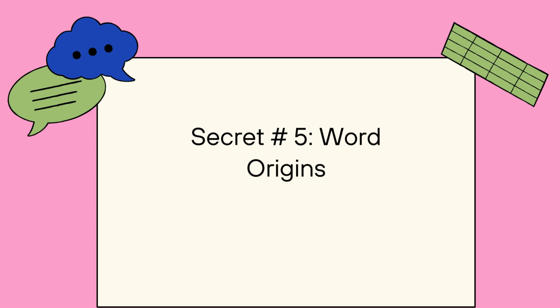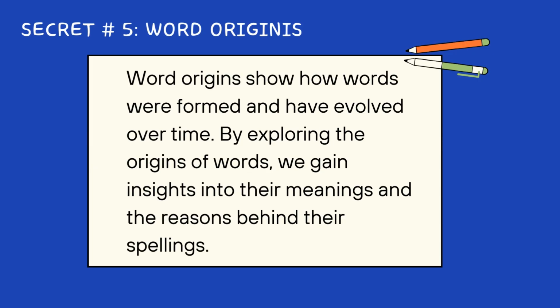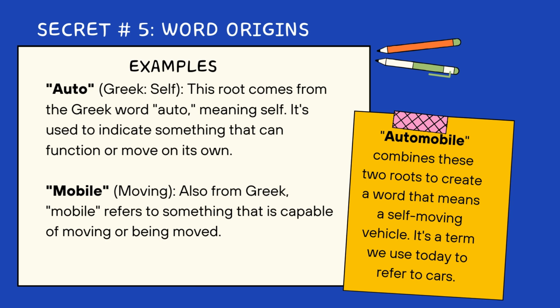Secret 5. Word origins. Words' origins show how words were formed and have evolved over time. By exploring the origins of words, we gain insights into their meanings and the reasons behind their spelling. Examples: auto, Greek, self. This root comes from the Greek word auto, meaning self. It's used to indicate something that can function or move on its own.